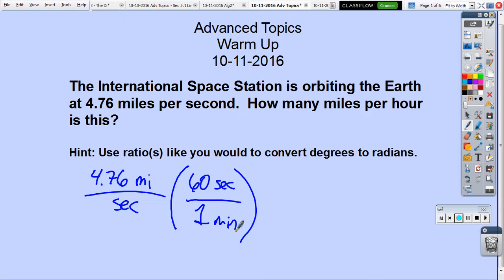Because if I did it this way, notice the second unit would cancel, go to 1 and 1, leaving you just miles per minute. Okay? So now, at this point, seconds would be canceled. You have miles per minute, and you want to get to miles per hour. So what relationship do you know about minutes and hours? There are 60 minutes in 1 hour.